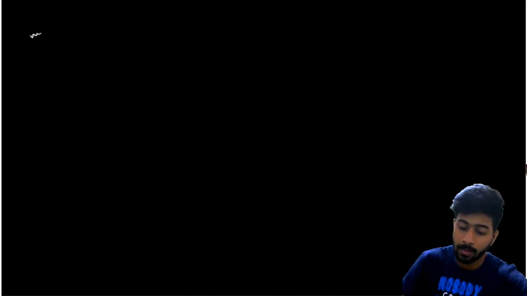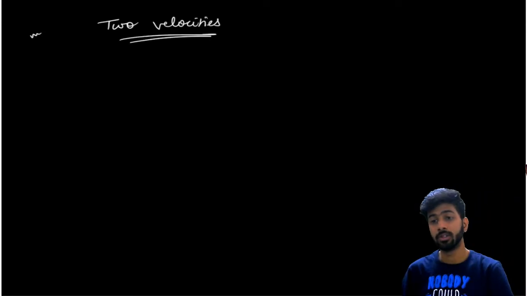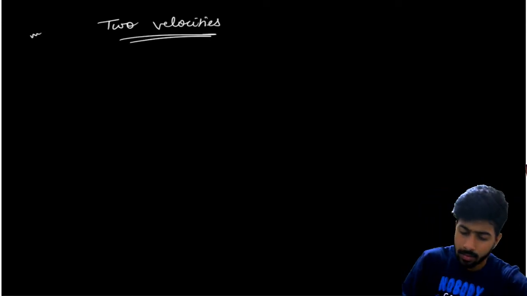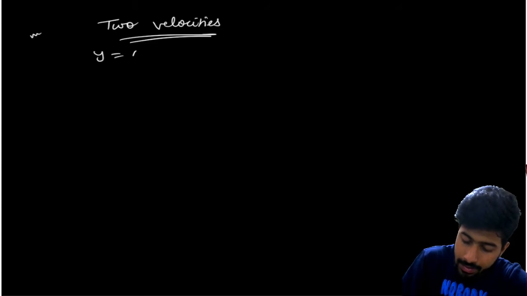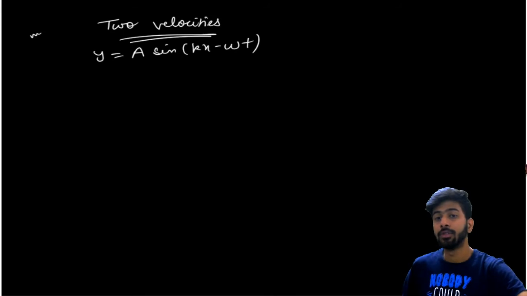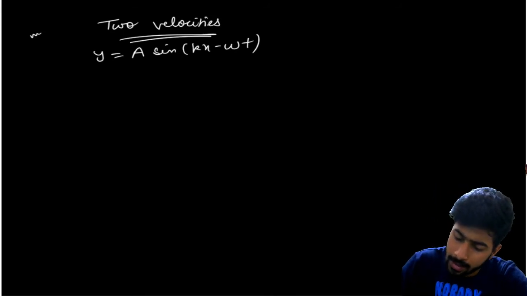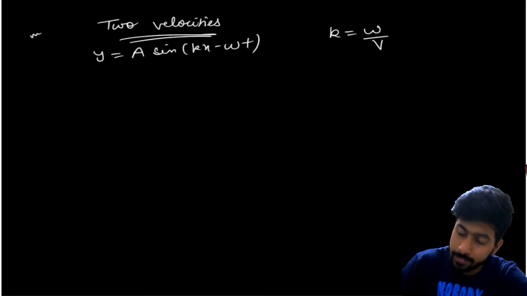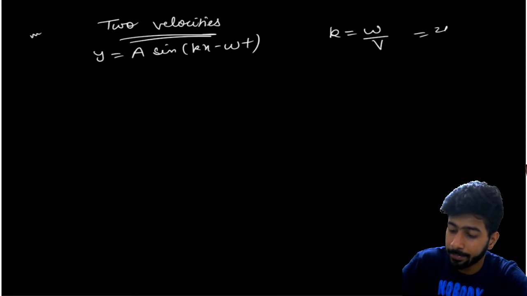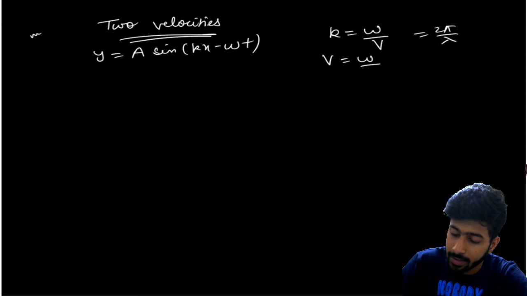So coming back, I had to explain to you about the two velocities concerned with the waves. What are the two velocities? Whenever you're given this equation y = A sin(kx - omega t), I'm sure you would have seen this formula: k = omega/v = 2 pi/lambda, which is your wave number basically. So v = omega/k. This v is in meters per second.